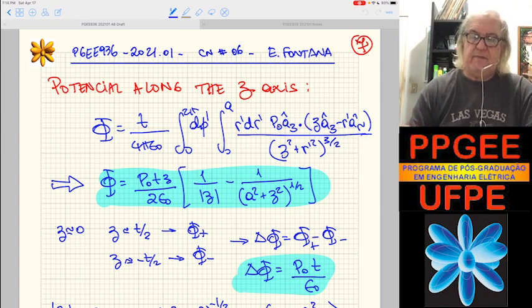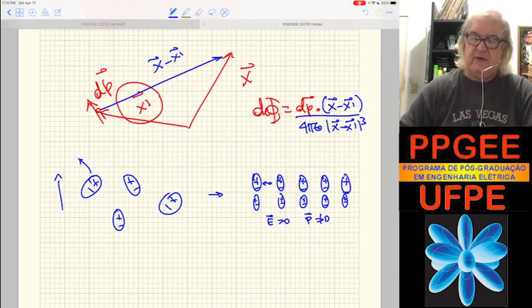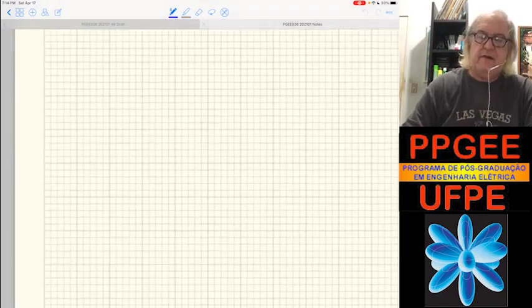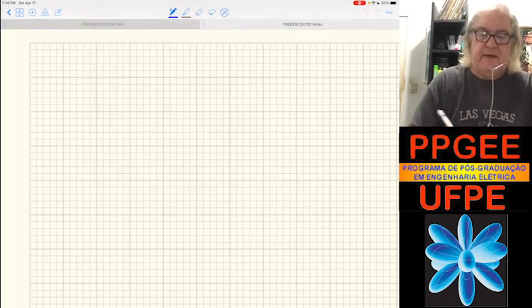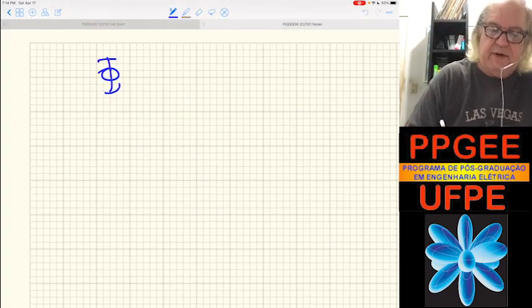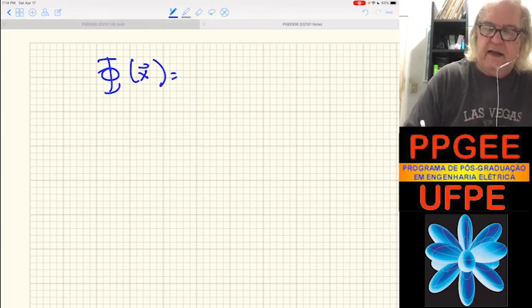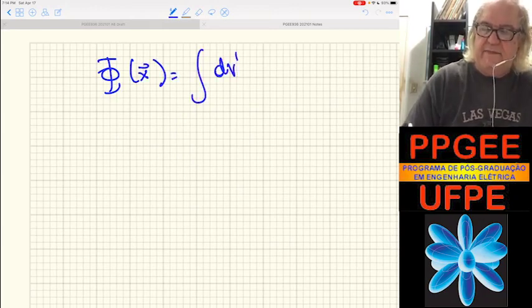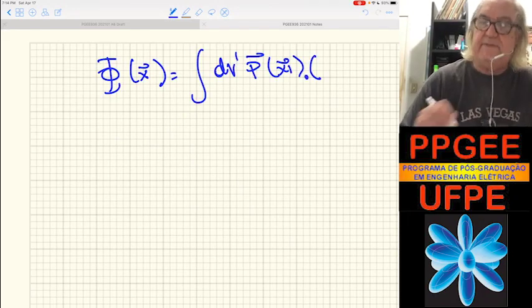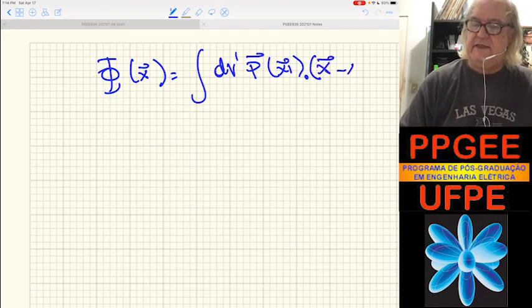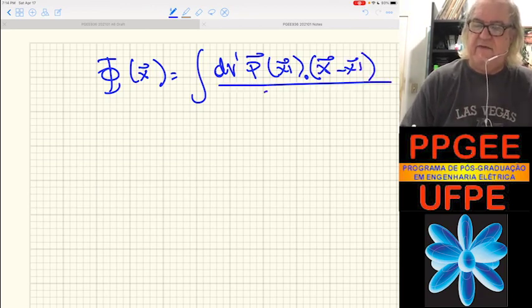So to calculate the potential, let me just do it separately here, just outline the calculation here. Let's write down the expression. The potential at point x equals the integral of dV prime, polarization function dot product (x minus x prime), divided by 4 pi epsilon 0 times the magnitude of x minus x prime cubed, right?